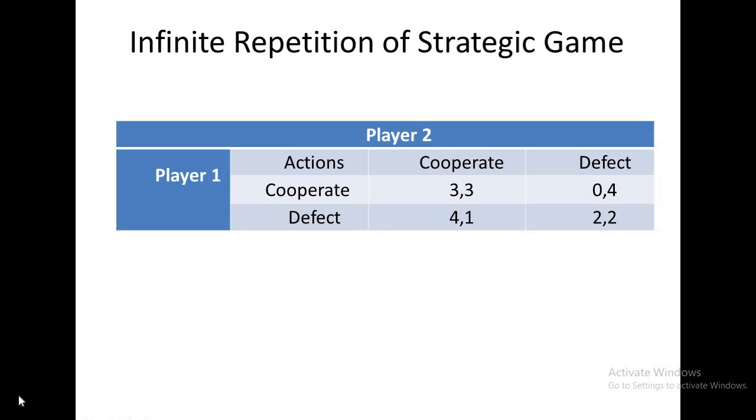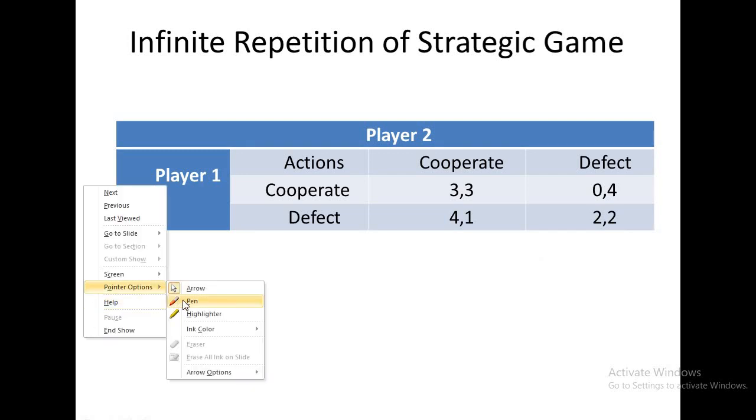Hello students, today I am going to deliver a lecture on the topic of infinite repetition of a strategic game. As you can see in this slide, we have a payoff matrix of a strategic game. In this game we have two players, player 1 and player 2, and the players have two actions. One is cooperate, another one is defect.